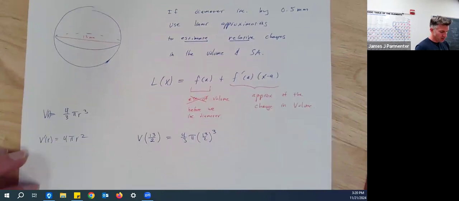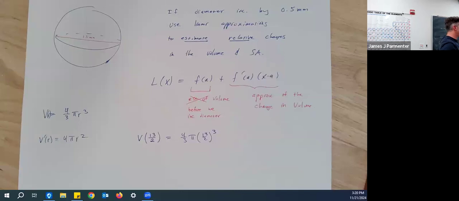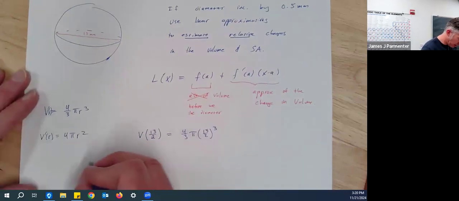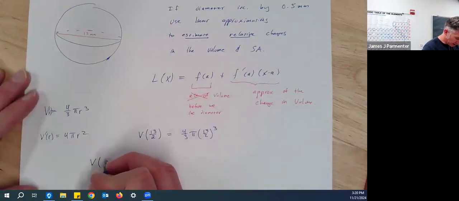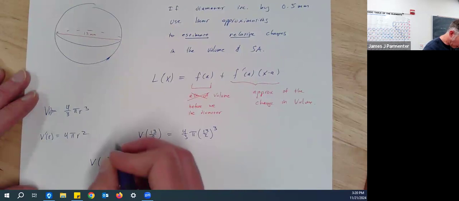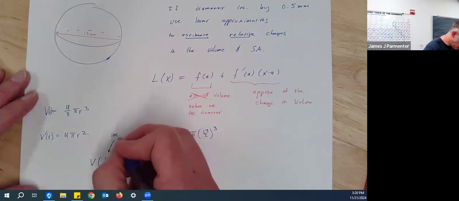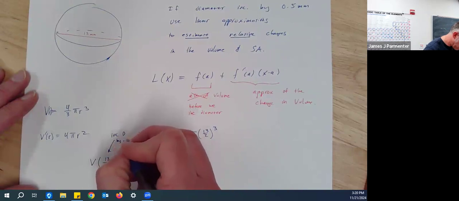So that's what we're saying: when the radius is 13/2, or when the diameter is 13, that's the volume. And now, if we wanted to approximate the volume when the radius was 13.5 divided by 2, right? Because we're increasing the diameter, but then we're dividing by 2. So we want to approximate the volume at a radius of 13.5 millimeters divided by 2. We are increasing the diameter by 0.5.